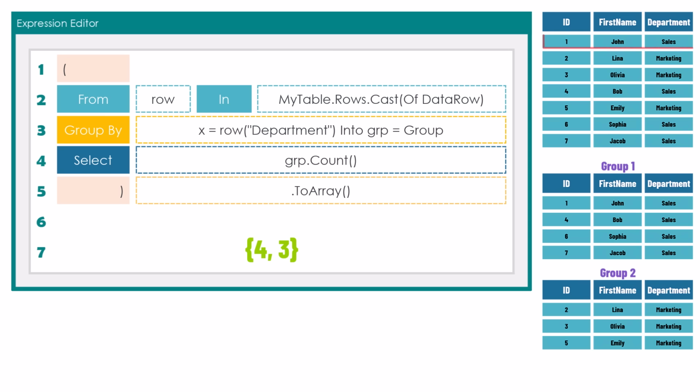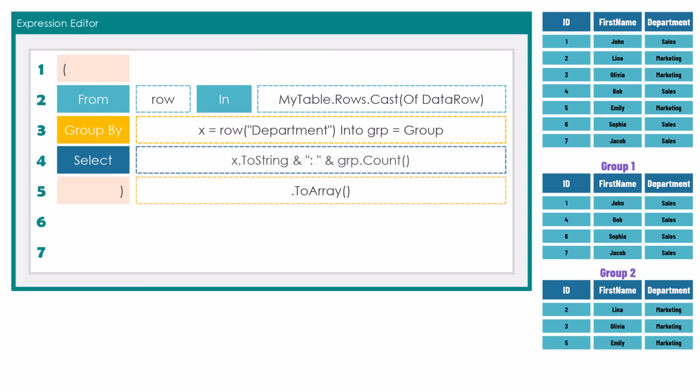Number 4 is for sales group, because the first row in the table is sales. The number 3 is for marketing group. As you see, I use the same structure to write the query. I can also adjust this query to make it more clear, to know which number belongs to which department.